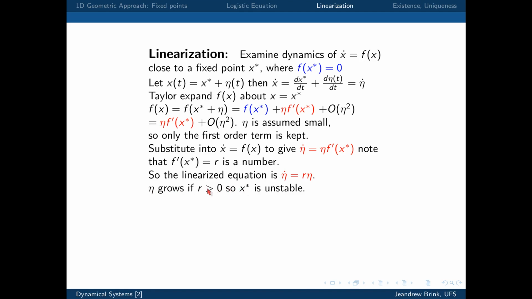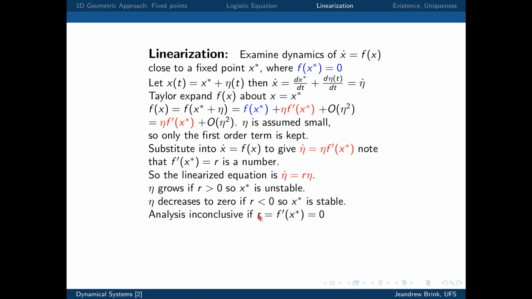Okay, and what does that mean? If eta grows, the deviation from x star gets bigger, it means your fixed point is unstable. In other words, solutions are going to run away from that fixed point. If eta decreases to 0, if r is less than 0, it means that x star is stable. So if r is less than 0, your solution is eta equals e to the minus, or a negative value, times t, so it's going to shrink to 0. So if you move away from the fixed point, you're just going to come straight back to it. That means your fixed point is stable.